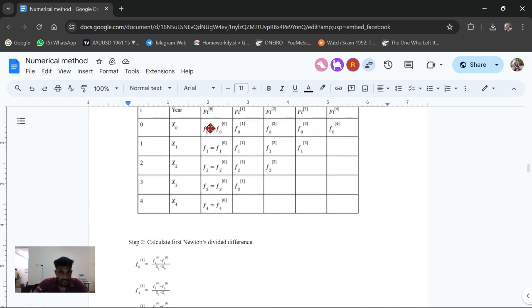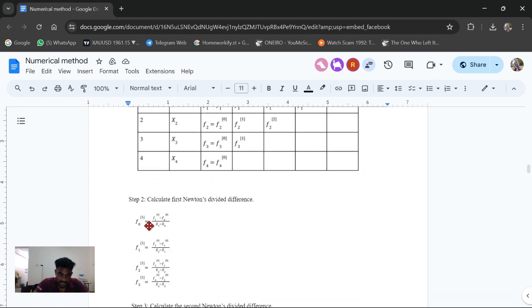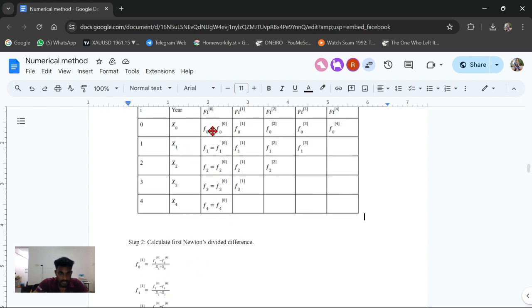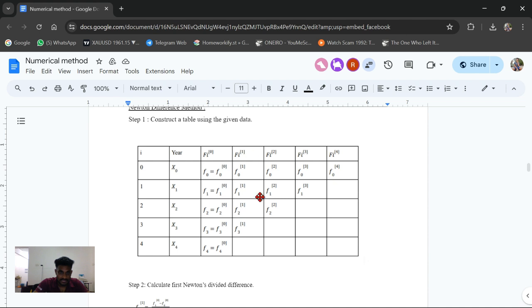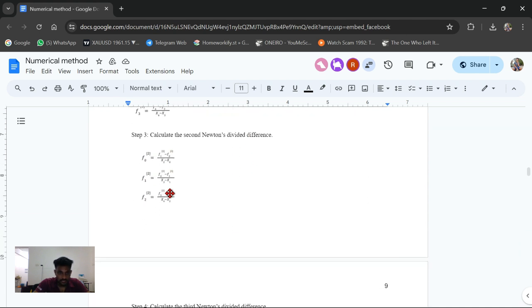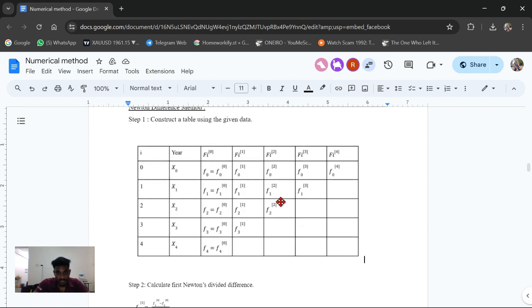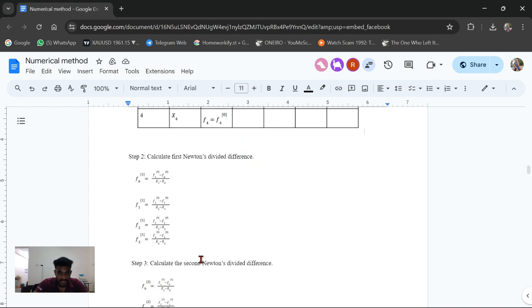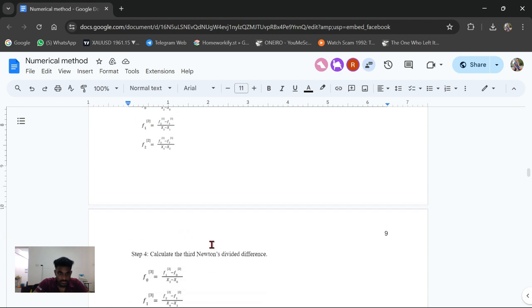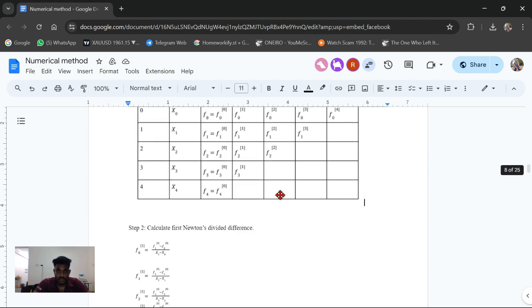So to find the first divided difference, we have to use this formula, which is f1 minus f0 over x1 minus x0, so that we can get the value over here. The same formula applies to get the first one, and then we move to the second step, which is to calculate the second Newton's divided difference, which is to find this one. So you have to find 3 here, so that we can get 3 over here. So the first one is this, and the second Newton's difference is this, and the fourth one is this, which gets 2.